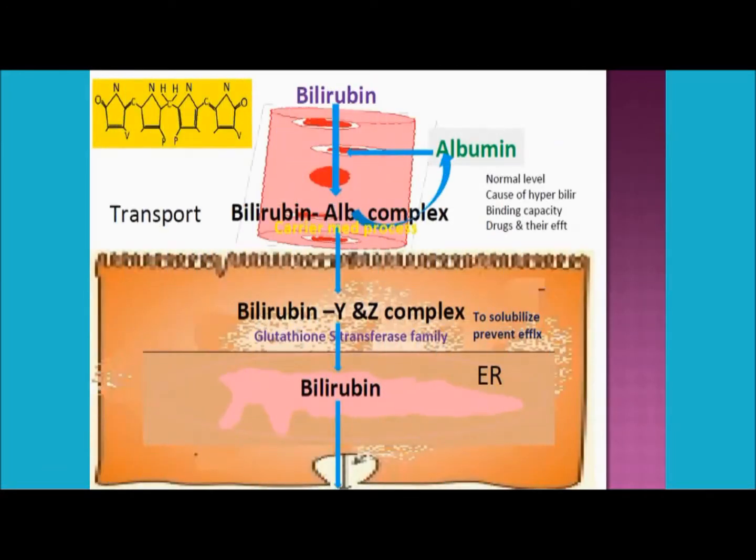Now the next step, you see this bilirubin will get conjugated with the albumin, and the bilirubin albumin complex will be formed. It is a carrier mediated process, and it will reach the cell, right? This bilirubin Y and Z complex actually prevents the efflux, it prevents this component from going out or escaping out from the cell, right? Now finally in the endoplasmic reticulum, this bilirubin is stored. Now transport of bilirubin, we have already discussed.